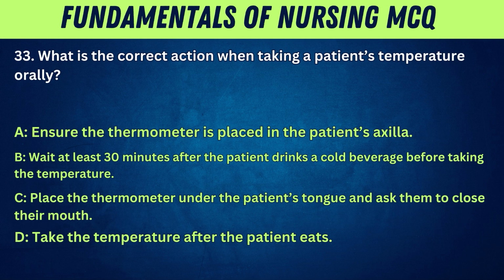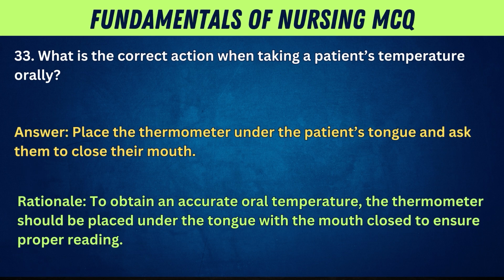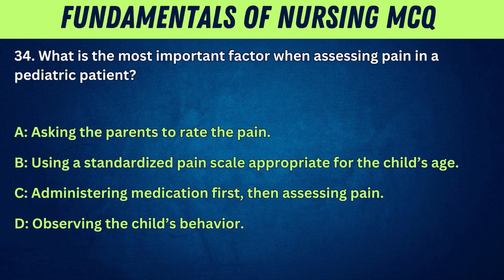33. What is the correct action when taking a patient's temperature orally? A. Ensure the thermometer is placed in the patient's axilla. B. Wait at least 30 minutes after the patient drinks a cold beverage before taking the temperature. C. Place the thermometer under the patient's tongue and ask them to close their mouth. D. Take a temperature after the patient eats. Answer: place the thermometer under the patient's tongue and ask them to close their mouth. Rationale: to obtain an accurate oral temperature, the thermometer should be placed under the tongue with the mouth closed to ensure proper reading.